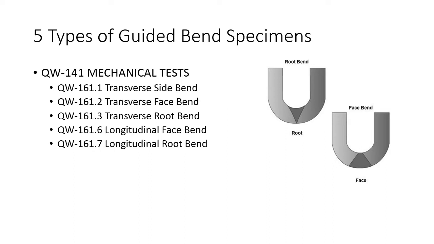That means we're not going with the longitudinal axis of the weld, we're going across it. We're going perpendicular to the longitudinal axis of the weld. So we're going to bend one where the root is on the outer radius of the bend, and a face bend where the face will be on the outer surface of the bend. So those are our 5 types of guided bend tests.